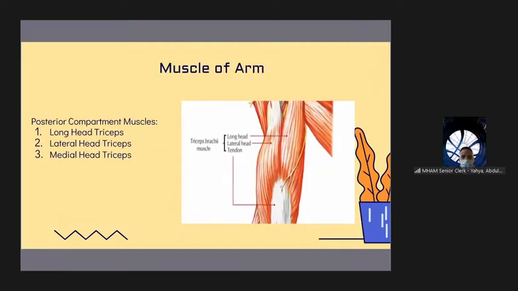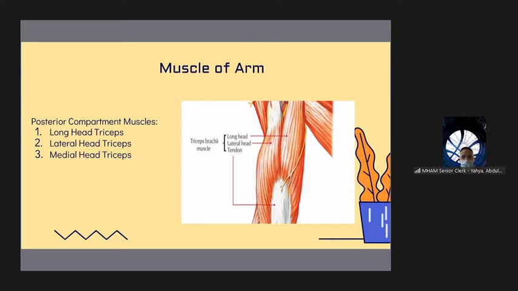And for the muscles of the arm, since they are mainly divided into anterior and posterior compartments, for the posterior compartment the responsible muscle that we may locate on this part is the triceps brachii. From the word triceps, there are mainly three heads: the long, lateral, and medial heads of the triceps.